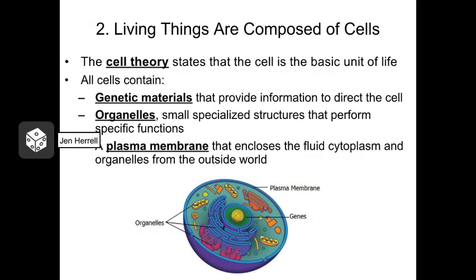The second characteristic of all living things is that they are all composed of cells. If you remember, cells are the smallest unit of life. They are these tiny living packets, and they're typically too small to be seen with the naked eye.